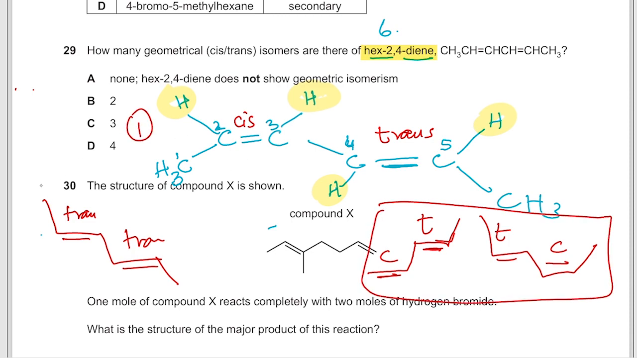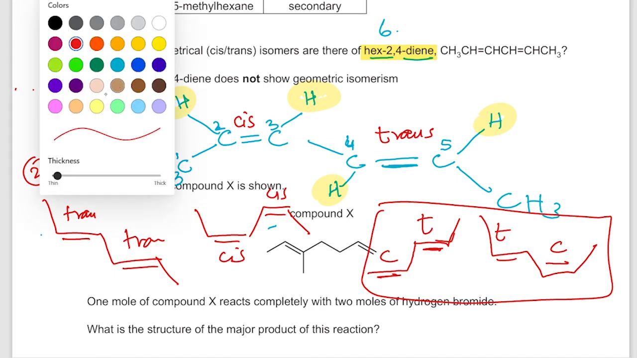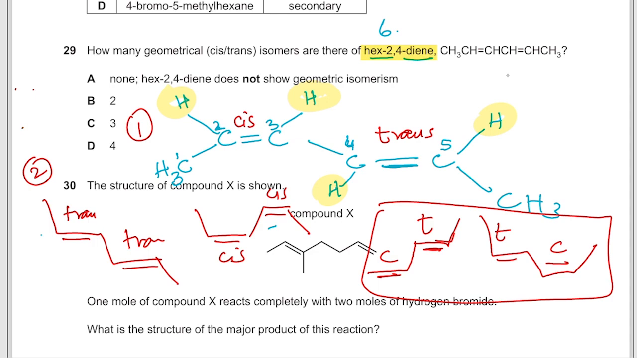One isomer is this, another isomer is trans, and the next one is cis. We can form cis and then cis. So if we summarize it, it will form 3 types of isomers: cis-trans, cis-cis and trans-trans. Is it clear? Yes. Okay, good. Now we should move on.